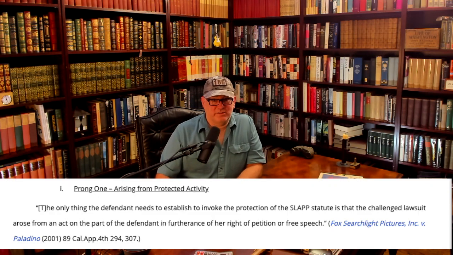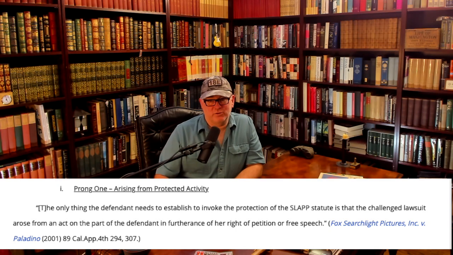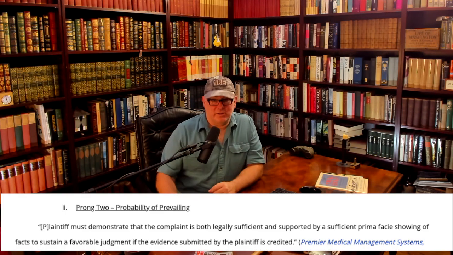So on prong one, the court says the only thing the defendant needs to establish to invoke the protection of the SLAPP statute is that the challenged lawsuit arose from an act on the part of the defendants in furtherance of her right of petition or free speech. They did that. Now it switches to the plaintiff to demonstrate that the complaint is both legally sufficient and supported by sufficient prima facie showing of facts to sustain a favorable judgment if the evidence submitted by the plaintiff is credited.